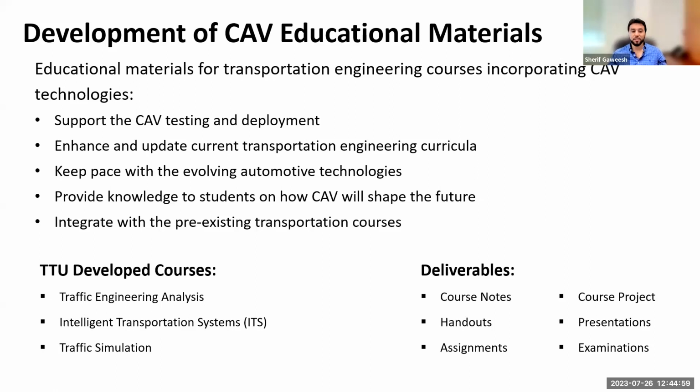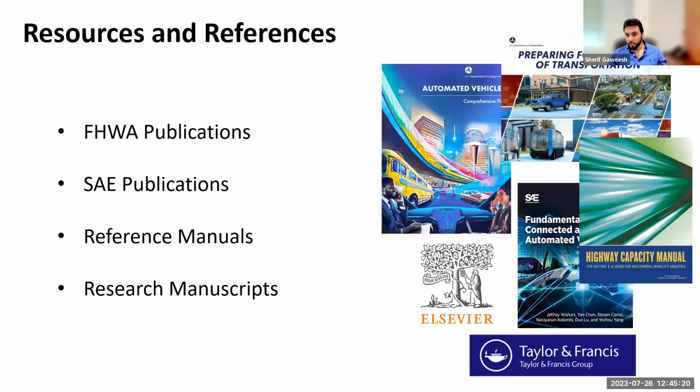The focus was to provide the appropriate knowledge for engineering students about connected and autonomous vehicles and their influence on the different transportation fields. As he also mentioned, this would help in supporting CAV testing and deployment, update current transportation engineering curricula, and keep pace with evolving automotive technologies. The main deliverables are course notes, handouts, assignments, project courses, and so on. The main sources and references were extracted from Federal Highway Administration publications, Society of Automotive Engineers publications, as well as reference manuals such as the Highway Capacity Manual, the Manual of Uniform Traffic Control Devices, and published research manuscripts.